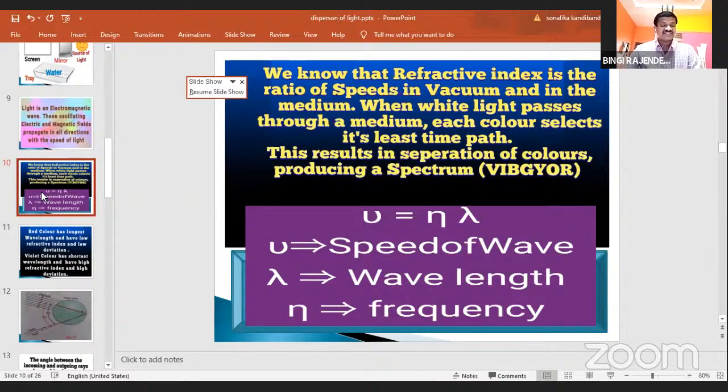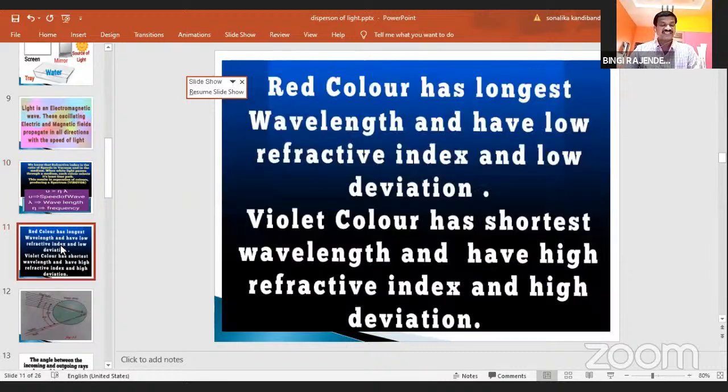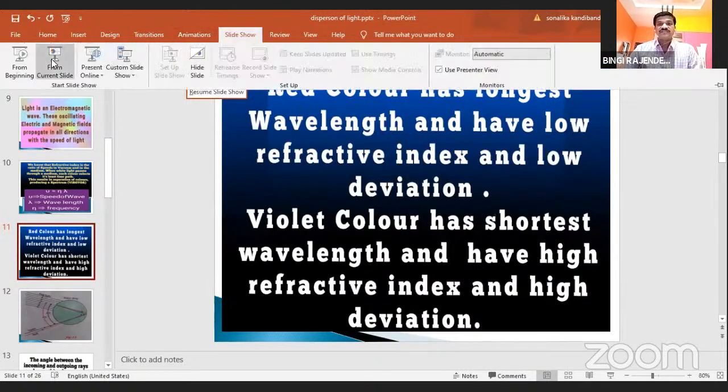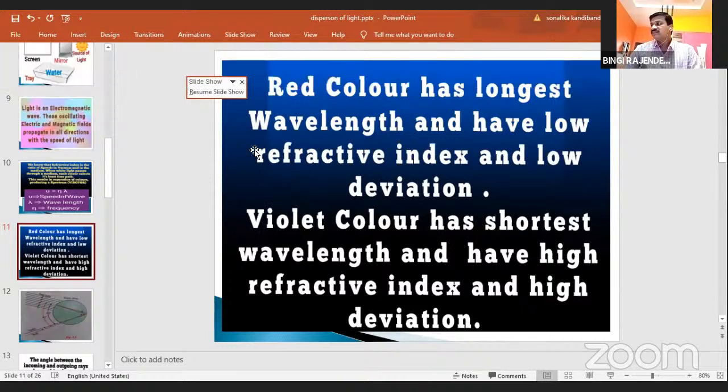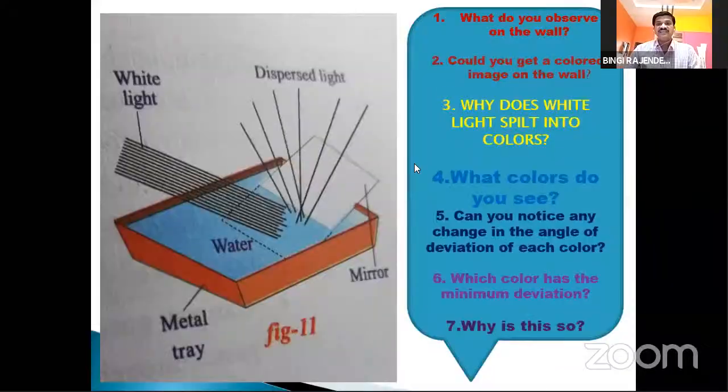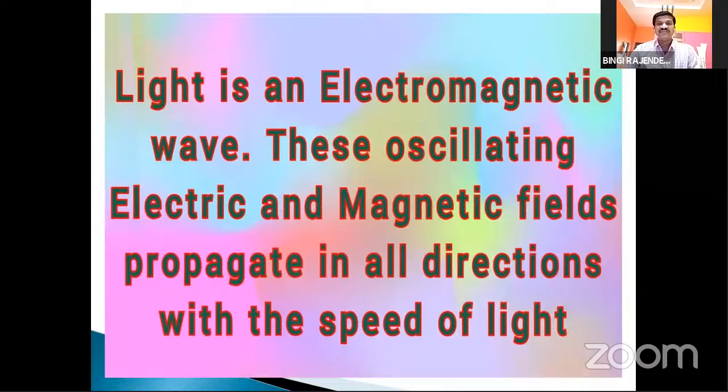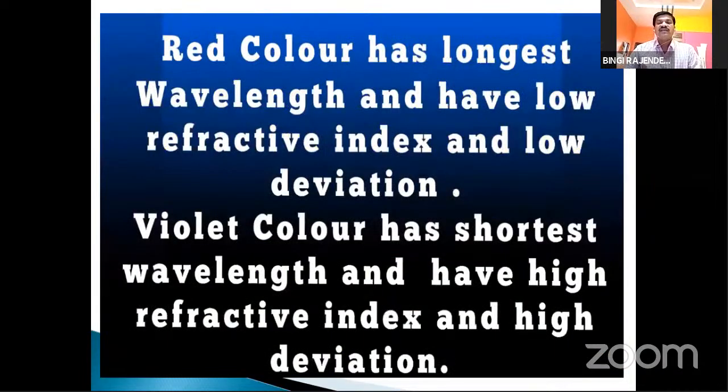White light is a collection of waves with different wavelengths. Violet has the shortest wavelength, and red has the longest wavelength. So the color with minimum deviation is red, which has the longest wavelength. Violet has the shortest wavelength, a high refractive index and high deviation.